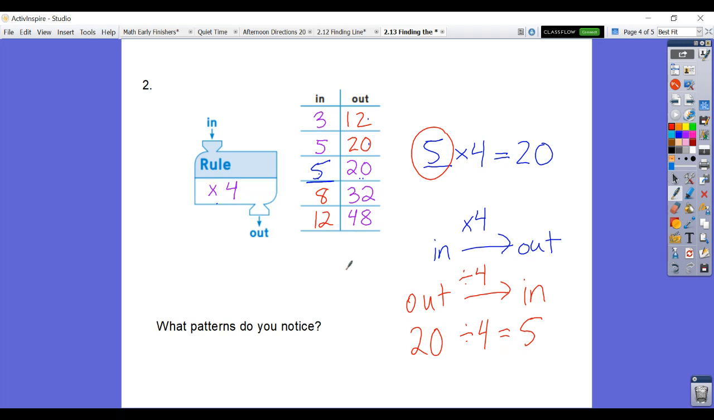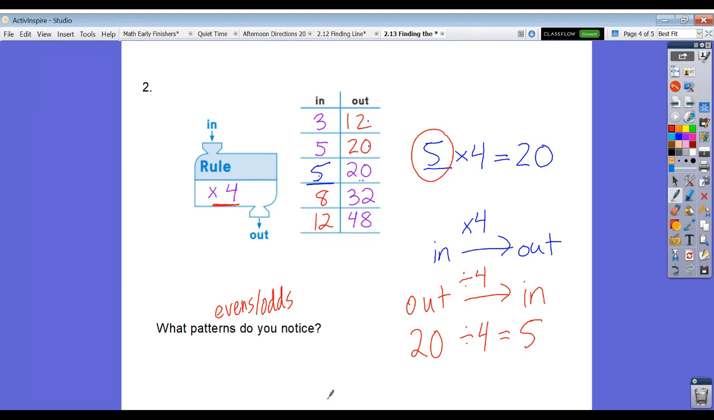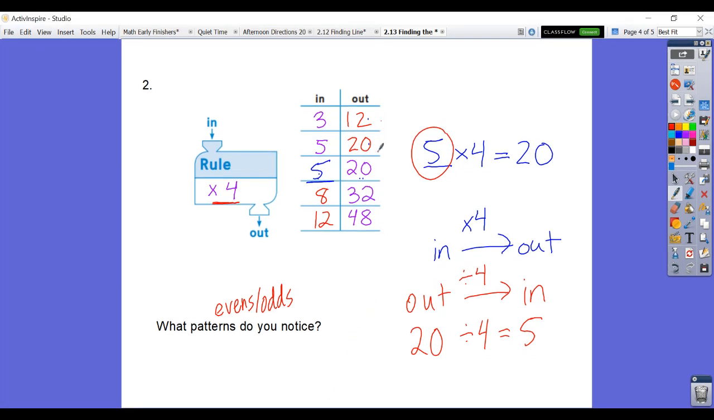Yeah? Okay, now let's talk through what patterns. Again, you could technically say that your output is 4 times as much as your input, but to that I'm going to say, duh, that was our rule. So let's get a little bit more creative, use some of our vocabulary with evens and odds. That's a good go-to for finding patterns. So if I look at my outputs now, 12, 20, 32, and 48.